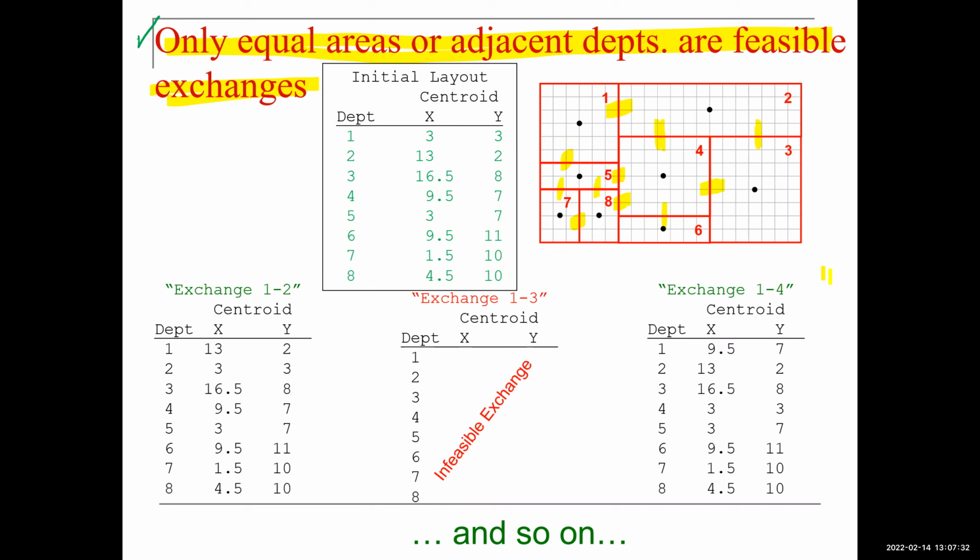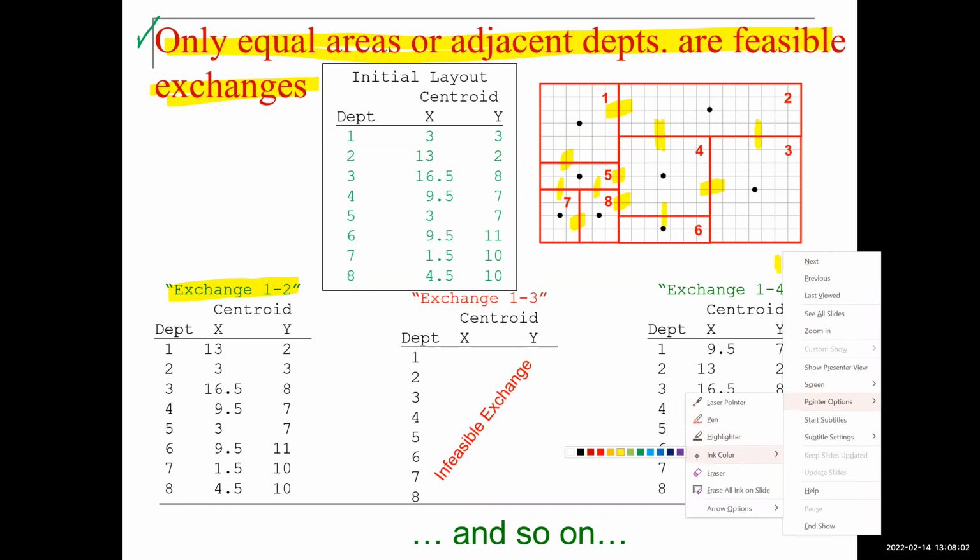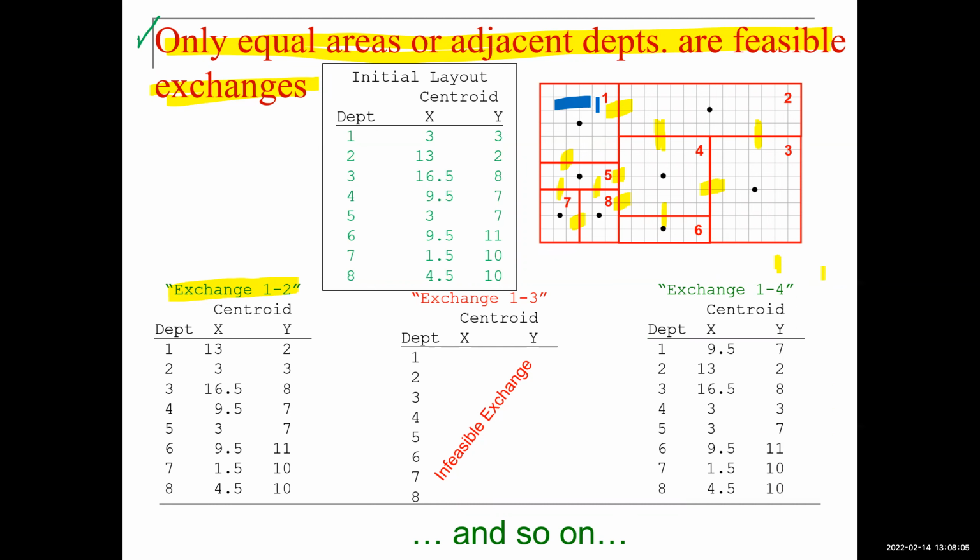And then this is, I'll say, a little bit difficult to grasp, but this is how the algorithm is designed. So for example, if I do exchange 1 and 2, that will be exchanging these two departments. This one and this one.